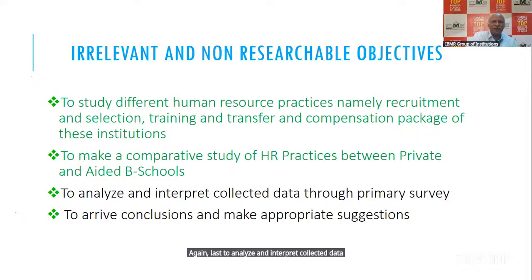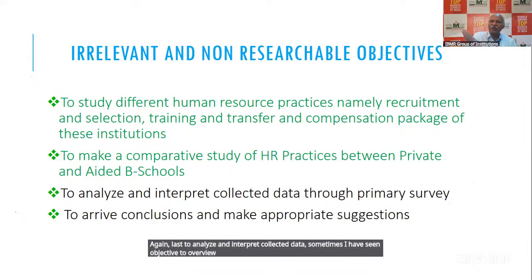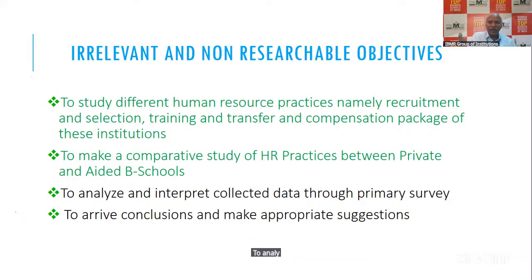Sometimes I have seen an objective to overview the literature review pertaining to the research problem. They have put in the objective to overview the literature review in the chosen problem. This is also an objective. To analyze and interpret collected data, how would it be an objective? It goes like that: to analyze and interpret collected data through primary survey. Don't mix up your own objectives in research objectives. How can it be a research objective? Data collection is part of research work, no?